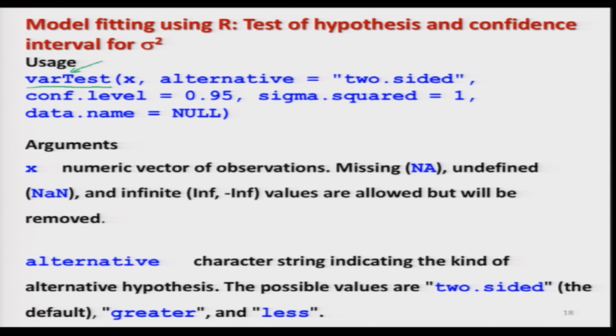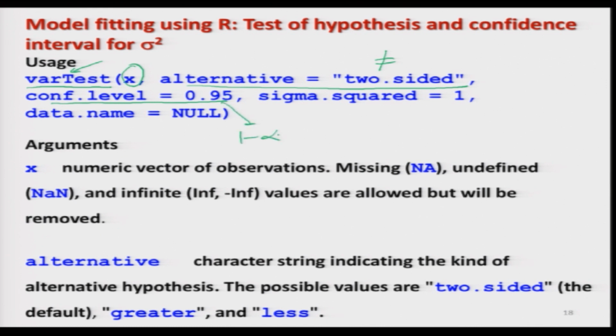In varTest the first T is a capital letter, and then you first give the observations on which you want to conduct this hypothesis test, and then you choose the option alternative equal to, within double quotes, two.sided. That will indicate that your hypothesis is of type not equal to; otherwise there are other options, but our interest here is in two-sided.